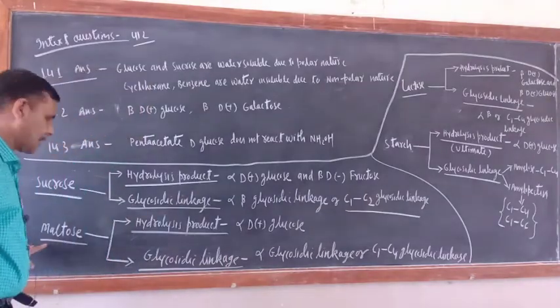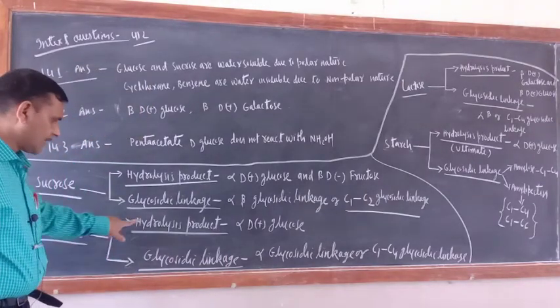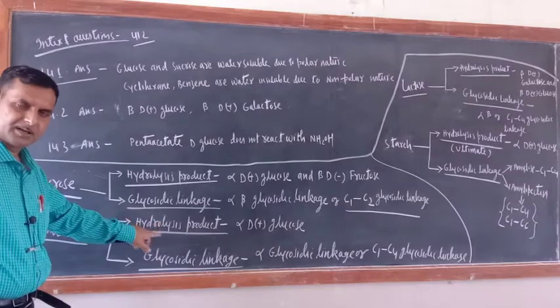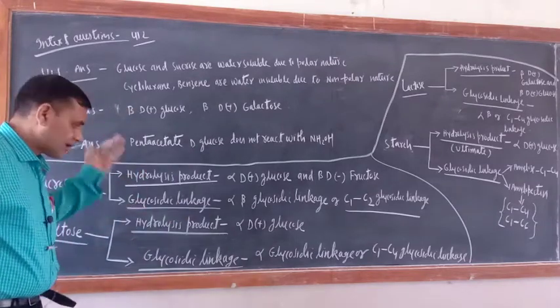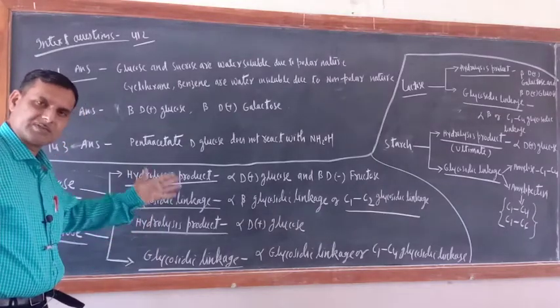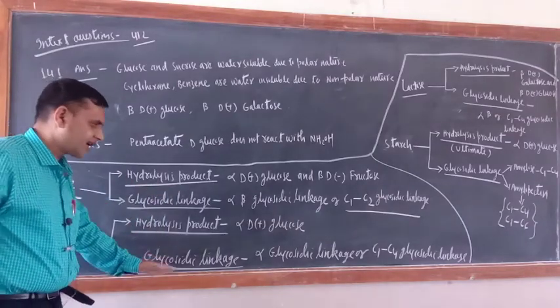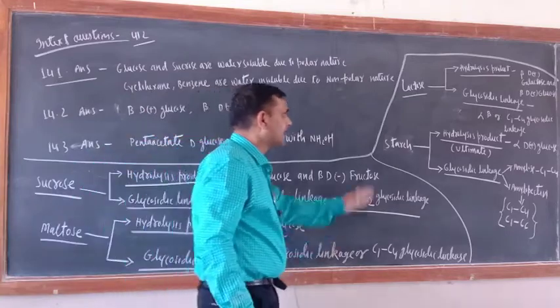Okay. Now maltose, this is also a disaccharide. What are the hydrolysis products of this one? Two molecules of glucose. Which glucose? Alpha D positive glucose. What kind of glycosidic linkage? A C1 C4 glycosidic linkage is there. That is also known as alpha glycosidic linkage.